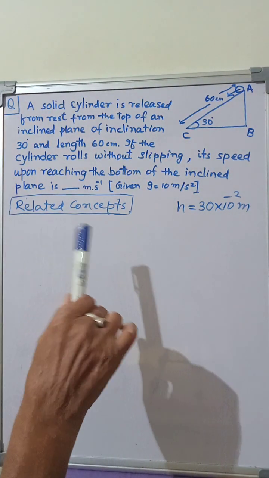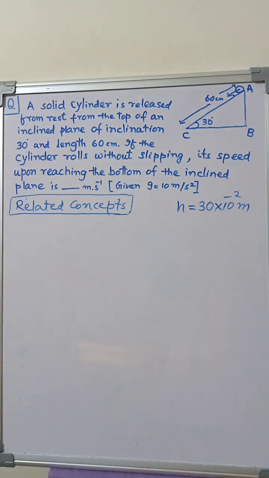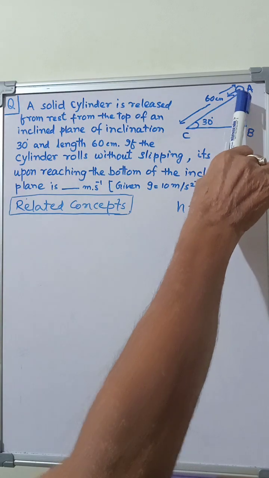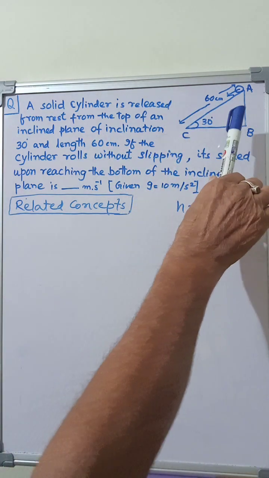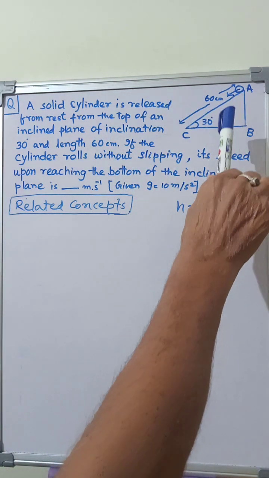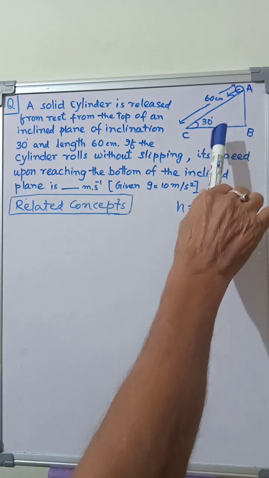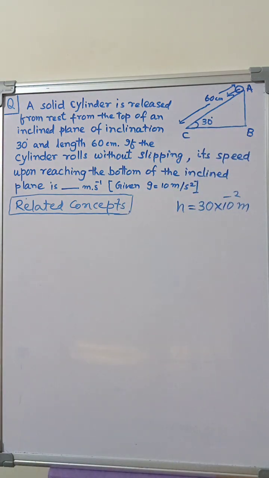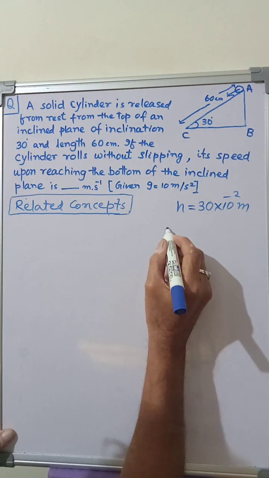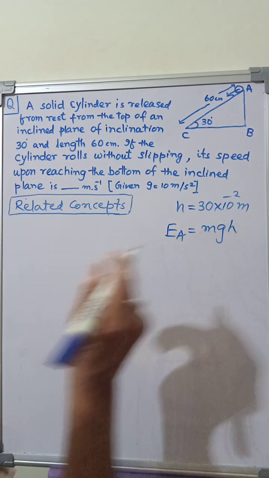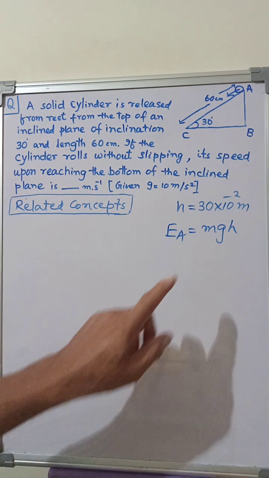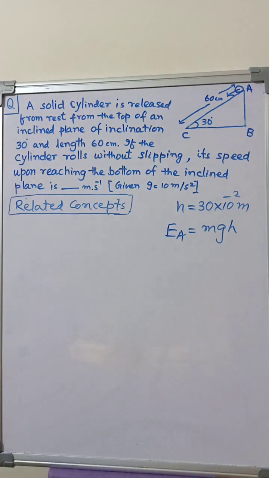Now we'll discuss the related concepts to solve this problem. Here we'll be using the principle of conservation of mechanical energy of the cylinder between the points A and C. At A, it begins to move, therefore it doesn't have any kinetic energy, it has got only potential energy. Therefore we can write EA is equal to mgh, where m is the mass of the cylinder and g and h are already known to us.